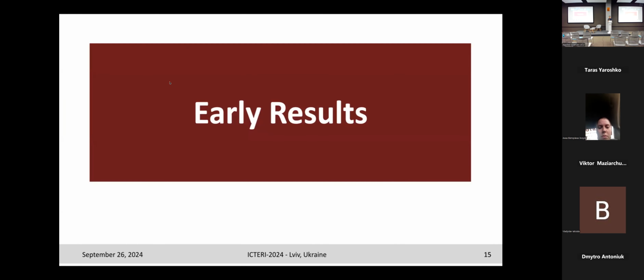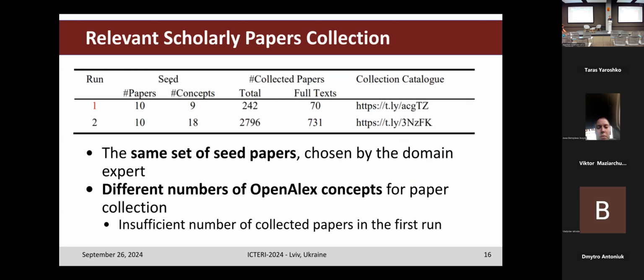So now I will present those early results that we have obtained. For collecting relevant papers, the baseline part of the pipeline was used. Overall, we experimented with 2 consecutive runs, and the reason for the second run was that run number 1 had an insufficient amount of papers which appeared to be terminologically saturated. Those runs shared the same set of seed papers, which were chosen by the domain expert, but they differed in the number of OpenAlex concepts, which resulted in an increase of the collected relevant papers.